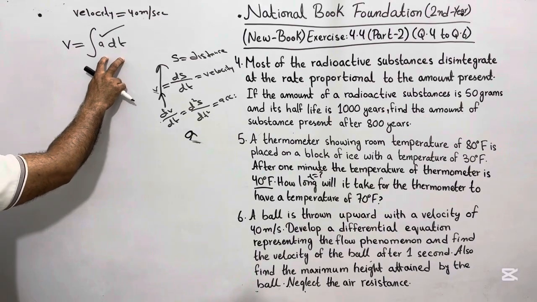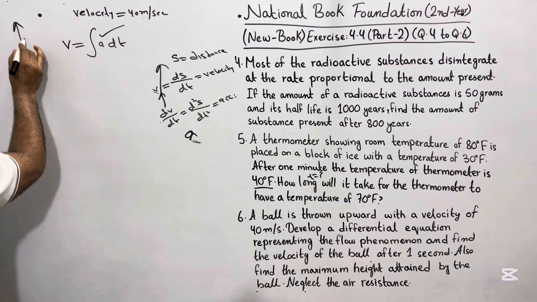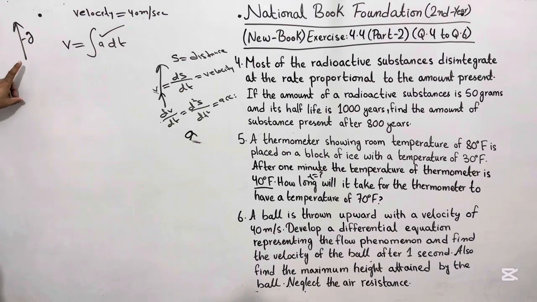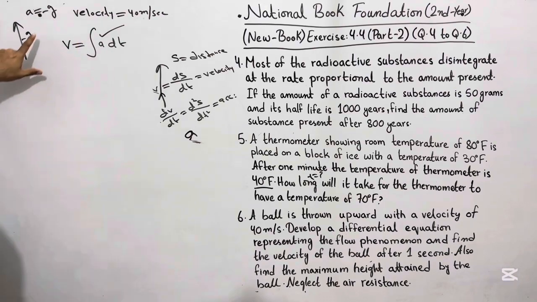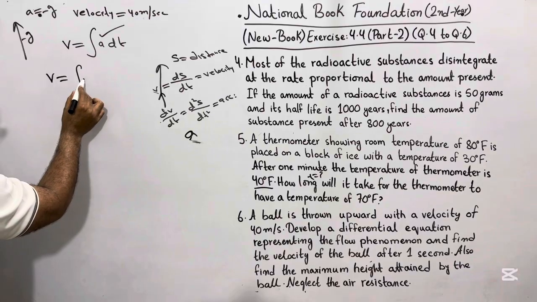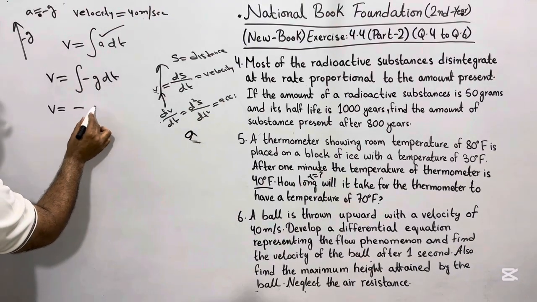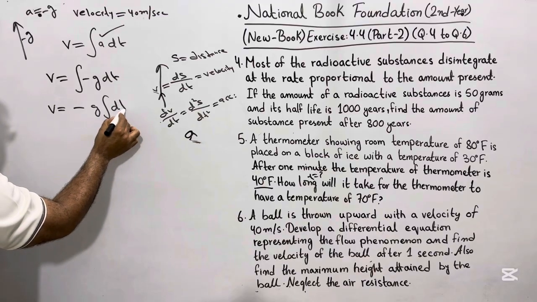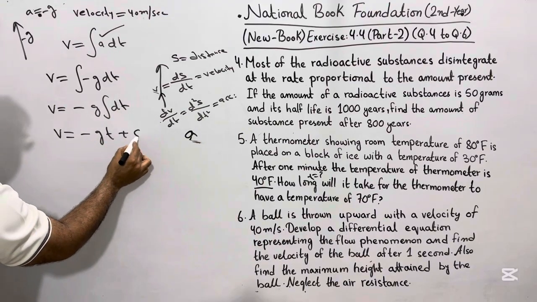In that case we are throwing something upward. Gravity comes into play. Our acceleration is equal to gravity. Going upwards, our gravity is negative. So we have dv equals negative g times dt. Integrating, it is going to be V equals minus gt plus c.